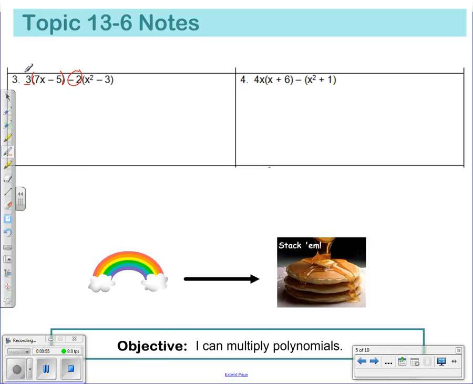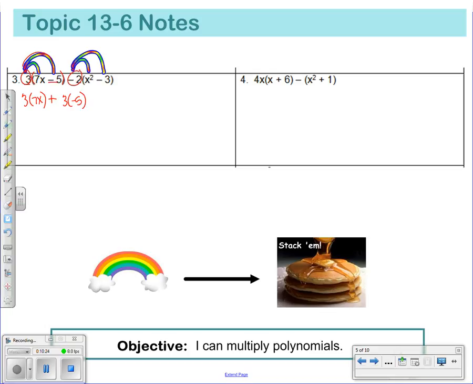Let's start with the first one. We got 3 times 7x and then 3 times a negative 5. Our second one that we're going to combine with is negative 2 times x squared and negative 2 times a negative 3. So let's write it out. Our first one we have 3 times the 7x, takes care of our first arc. We're going to combine it with, so let's put a plus sign, the 3 times a negative 5.